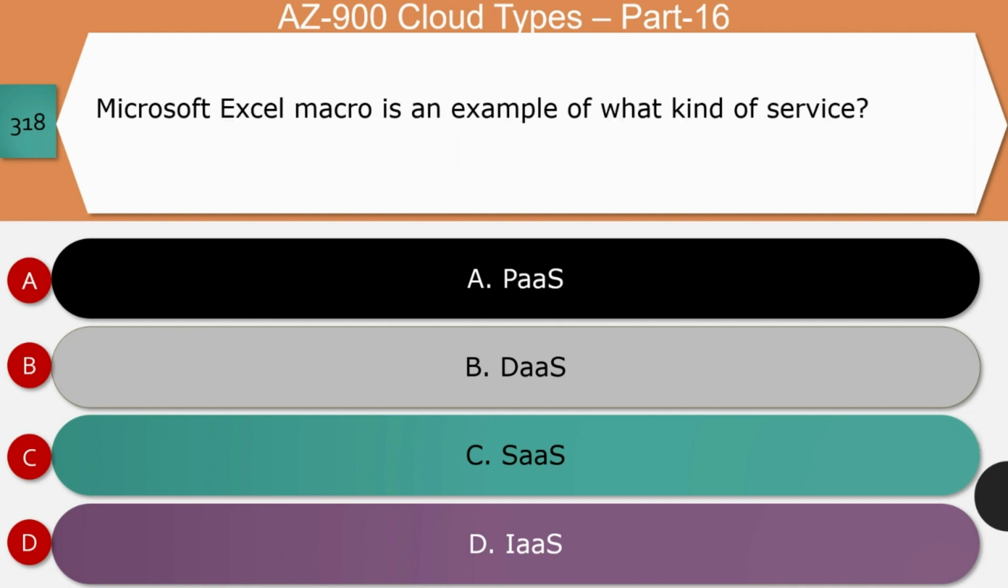Next question, Microsoft Excel macro is an example of what kind of service? Is it PaaS or DaaS or SaaS or IaaS? The right answer for this question is option A, that is PaaS. The reason is that the software is available for the developer to start developing the macros as per requirement, and so it is a PaaS model.